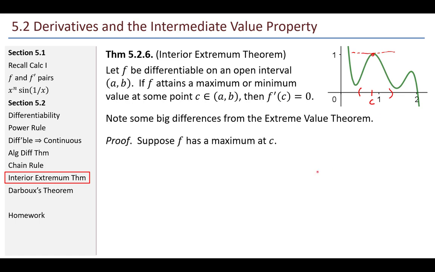How about a proof? This section of the book is nice because there are several deep proofs, but none of them are really very long. So how about a proof for this one? Suppose that f has a maximum at c.